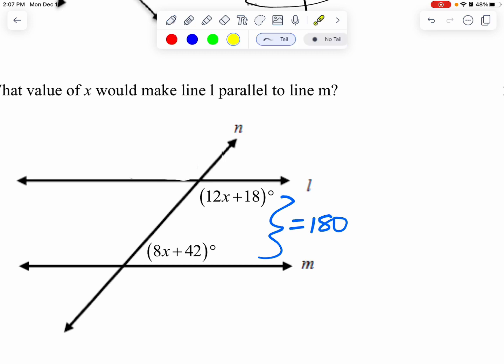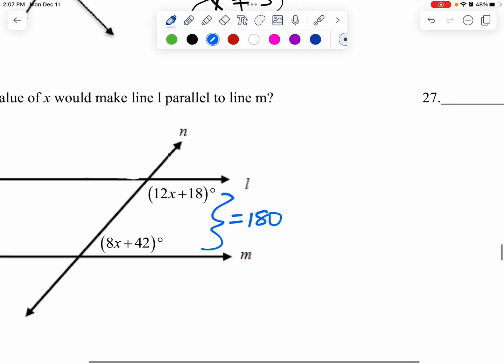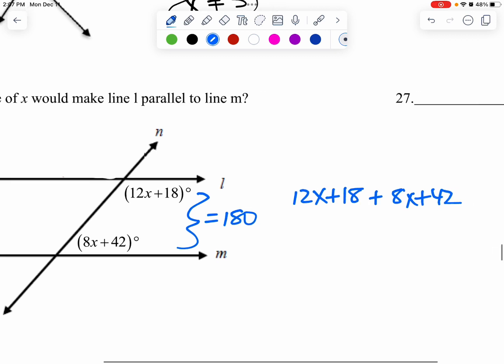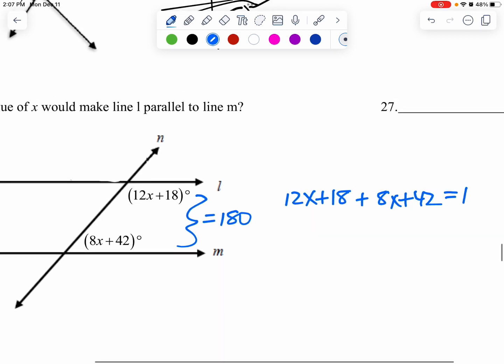If you look at these, they don't look like the angles are equal. That's a really big alligator mouth. This is a small alligator mouth, okay? This is an obtuse angle. This is an acute angle. They are not equal, but they do add up to 180. So I'm going to put 12x plus 18, and I'm going to add it to 8x plus 42, and I am going to set it equal to 180.